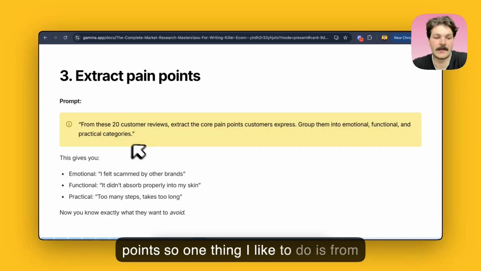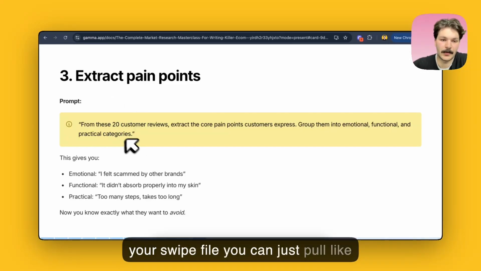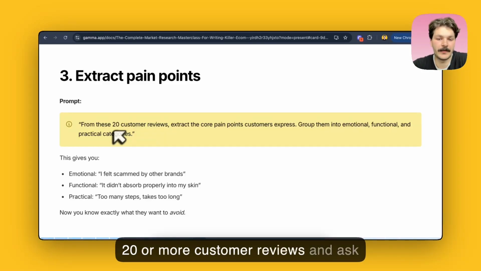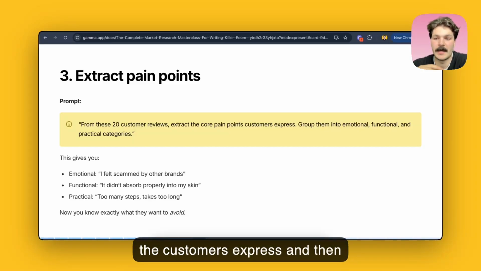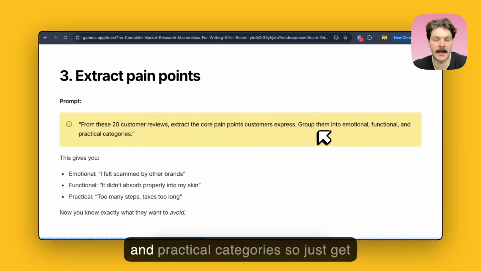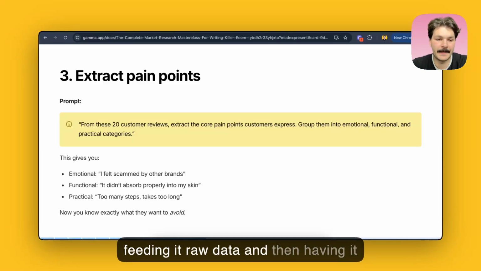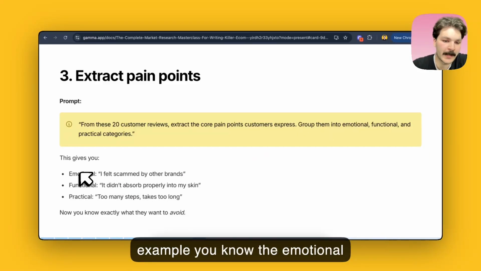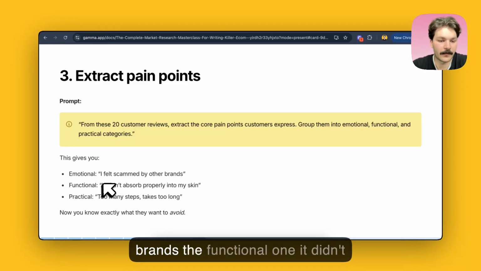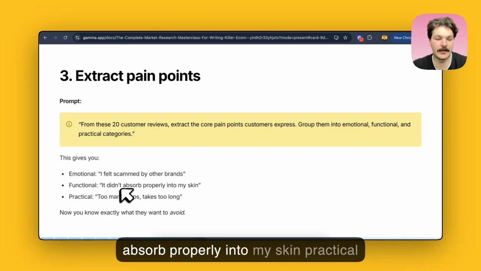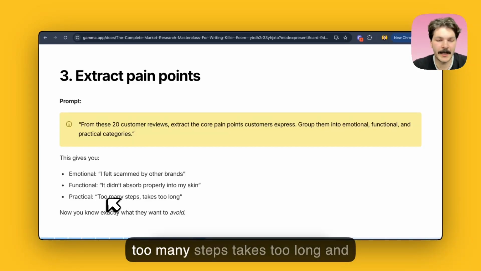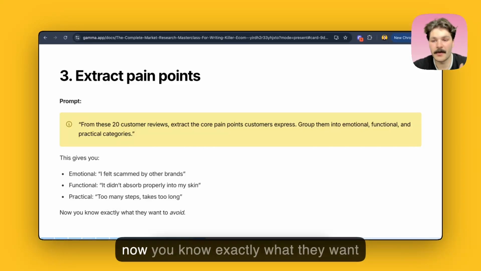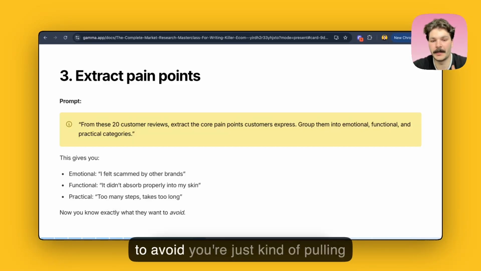One thing I like to do is, from your swipe file, you can pull 20 or more customer reviews and ask it to extract the core pain points the customers express, and then group them into emotional, functional, and practical categories. So you're just feeding it raw data and having it categorize everything. For example, the emotional angle is I felt scammed by other brands. The functional one, it didn't absorb properly into my skin. Practical, too many steps, takes too long. And now you know exactly what they want to avoid.